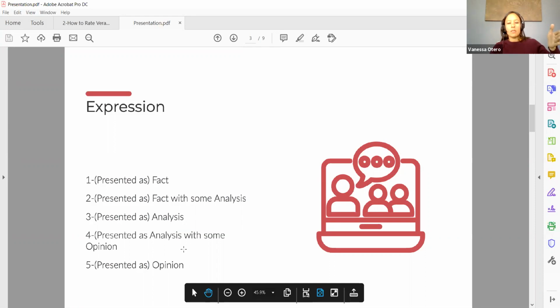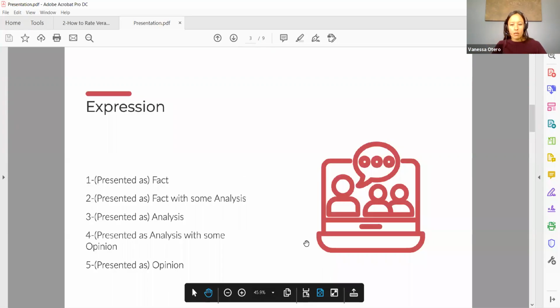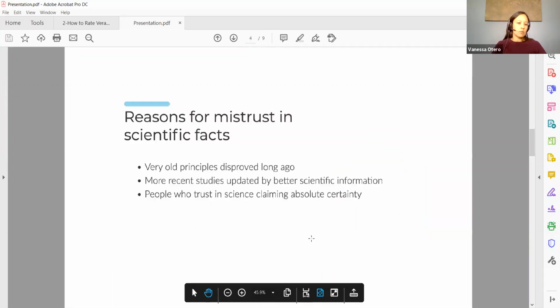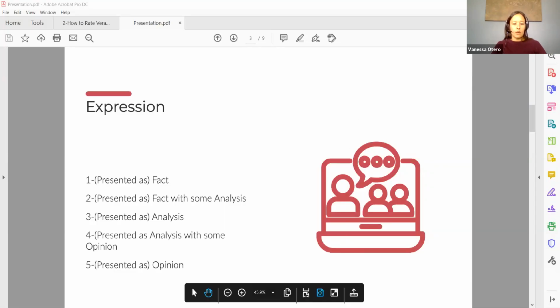The number three would be like fact, fact, conclusion. A four would be like fact, conclusion, conclusion, conclusion. An opinion would be like just a bunch of conclusions. Okay. Now somebody can't see the whole slide, but I'm not sure why.